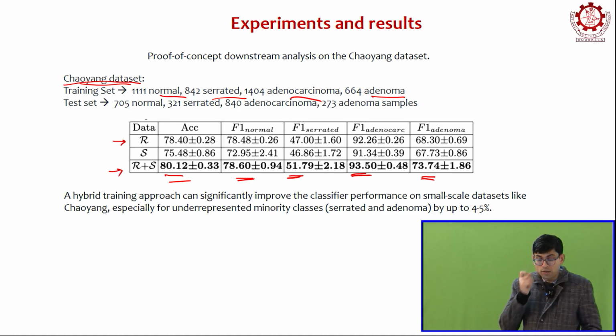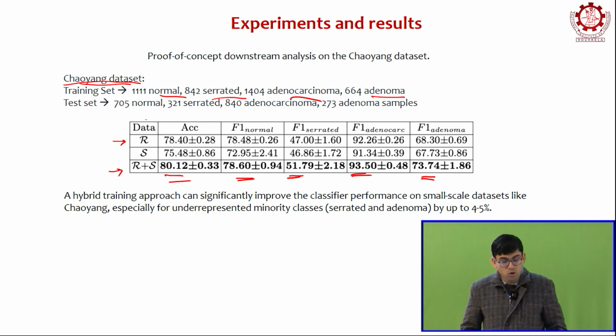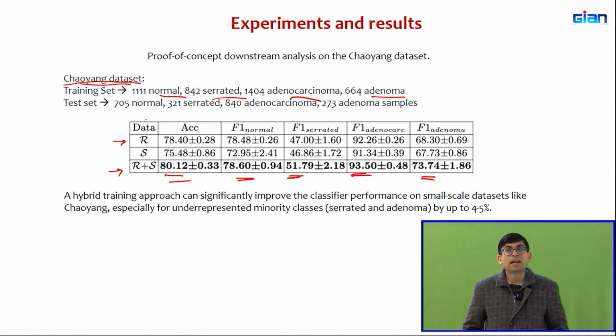Another lesson here is to look at the distribution of the training set, or the distribution of the diseases in the data set. So you have 1000, 800, 1400, 600, and then 700, 300, 800, 273. So clearly the adenoma class here has fewer samples compared to the other classes, right? So there's a class imbalance here.